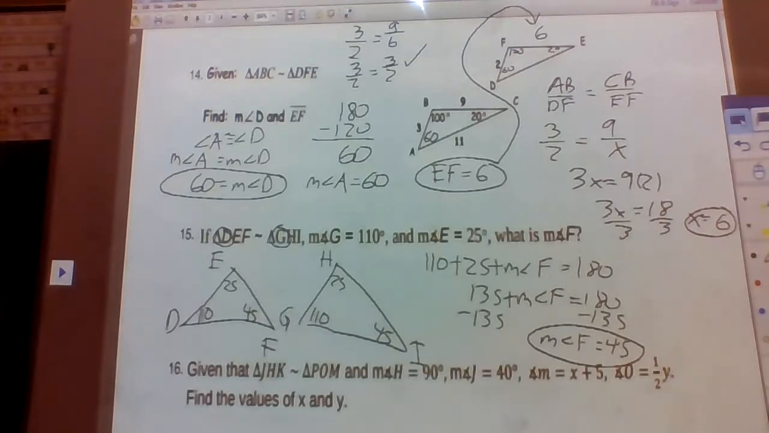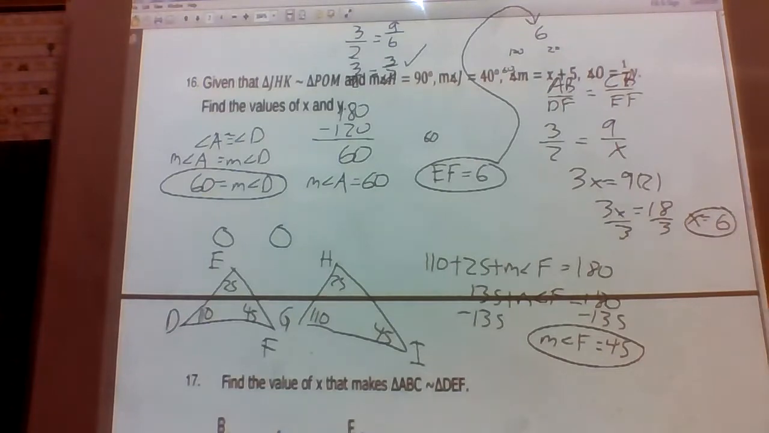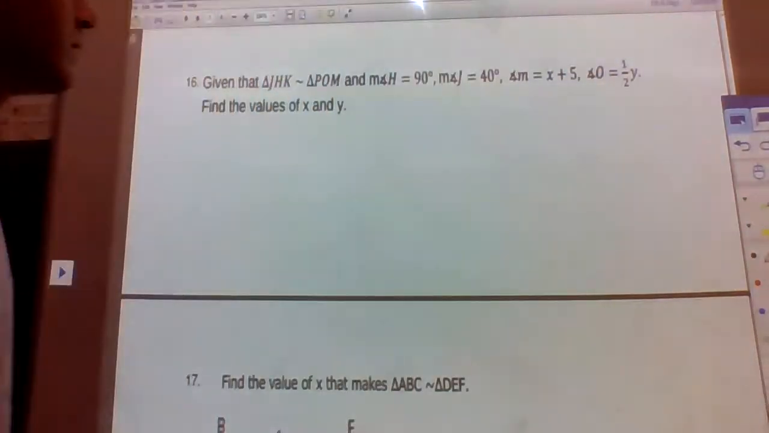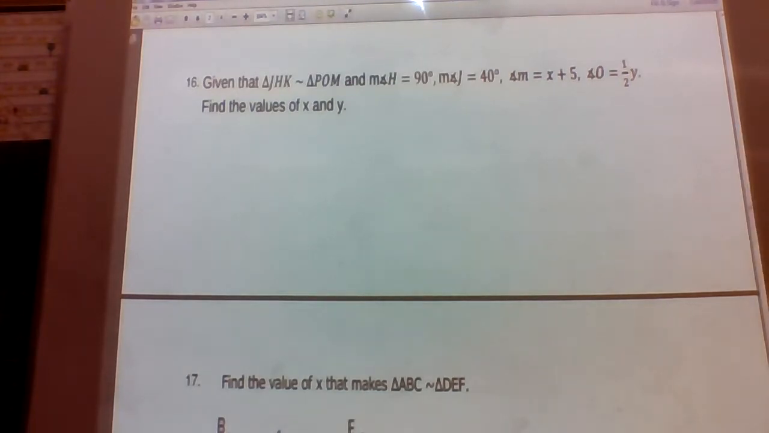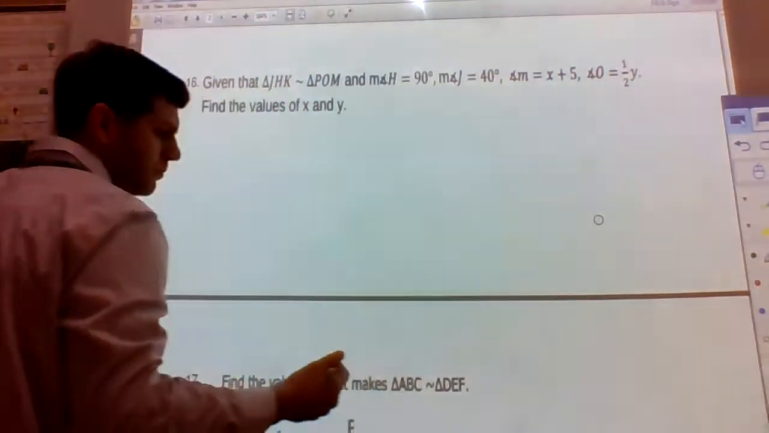All right, so last one for this part is 16. Given that triangle JHK and triangle POM are similar, we know the measure of angle H is 90, the measure of angle J is 40. The measure of angle M is x plus 5, the measure of angle O is 1/2 y. Find the values of x and y. I think that's what that's supposed to be, the measure of angle M and the measure of angle O.